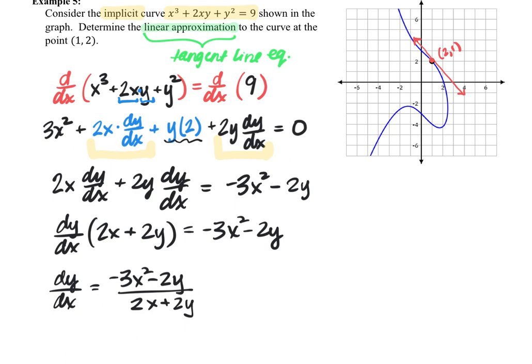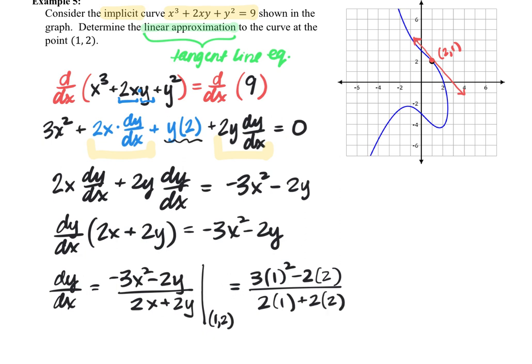Now we want to find the slope specifically at the point (1, 2). One way to notate that, you can draw your vertical line and put your coordinate at the bottom of the vertical line, indicating that essentially you're just going to plug in 1 for x and then substitute 2 for y. So we'll go ahead and do our substitution and then calculate the slope at this point. This comes to negative 7 divided by 6.